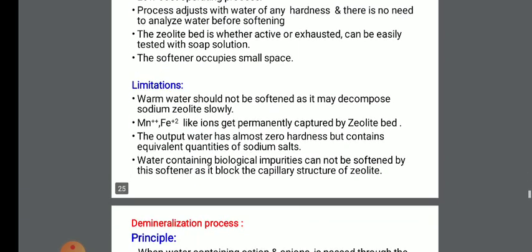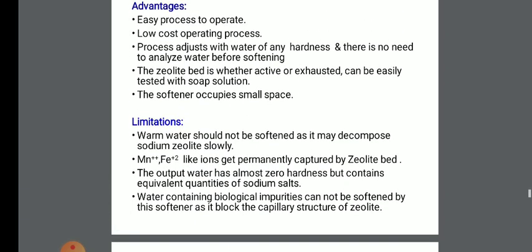And which are the applications? The zeolite process is extensively used for removing hardness-causing ions from the water. It is used to remove toxic metal ions and dyes, like cations, from polluted water. It can be used to recover valuable trace metals from industrial wastewater, like nickel, chromium, lead, copper, silver, etc.